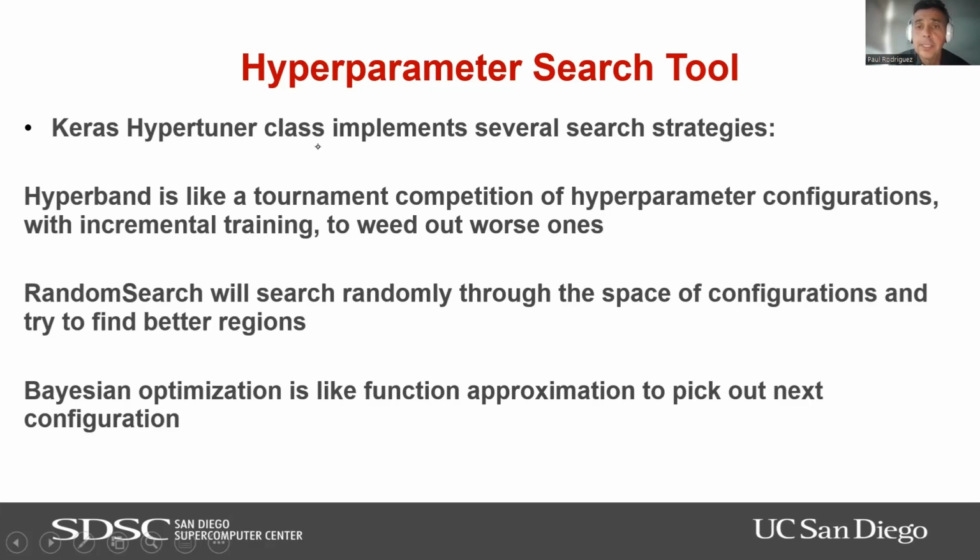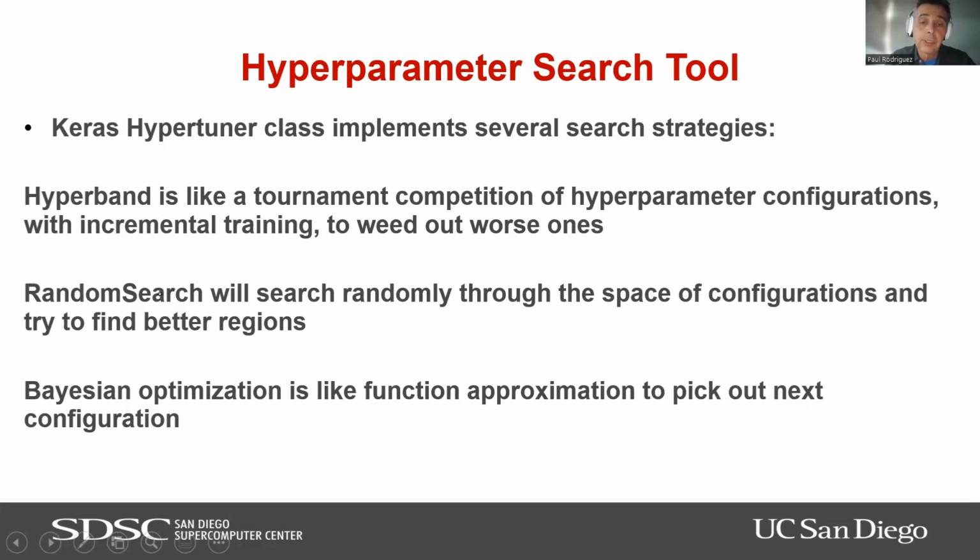It's a class that implements several search strategies. So one is called Hyperband. Hyperband is nice. It's kind of like setting up a tournament. It's not a round robin. Well, it's a little bit like a round robin tournament, and then a lose-and-you're-out tournament. The idea is that you're going to do incremental training and weed out the worst performing parameter configurations, I should say. So that's what Hyperband is doing.